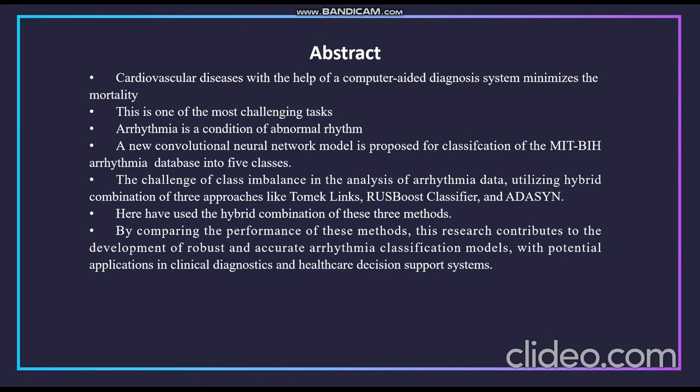In this study, a new convolutional neural network model is proposed for classification of the MIT-BIH arrhythmia database into 5 classes. It addresses the challenge of class imbalance in the analysis of arrhythmia data utilizing a hybrid combination of three approaches: Tomek-Links, RUSBoost classifier, and ADASYN. Here we have used the hybrid combination of these three methods.